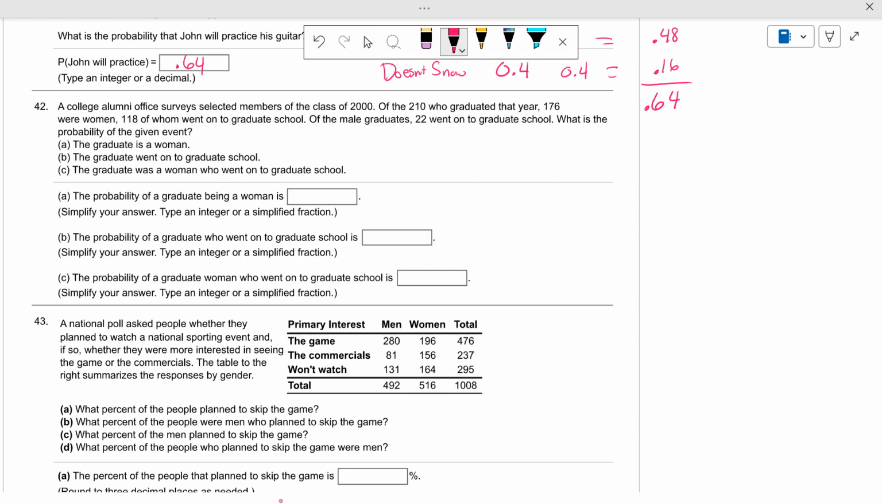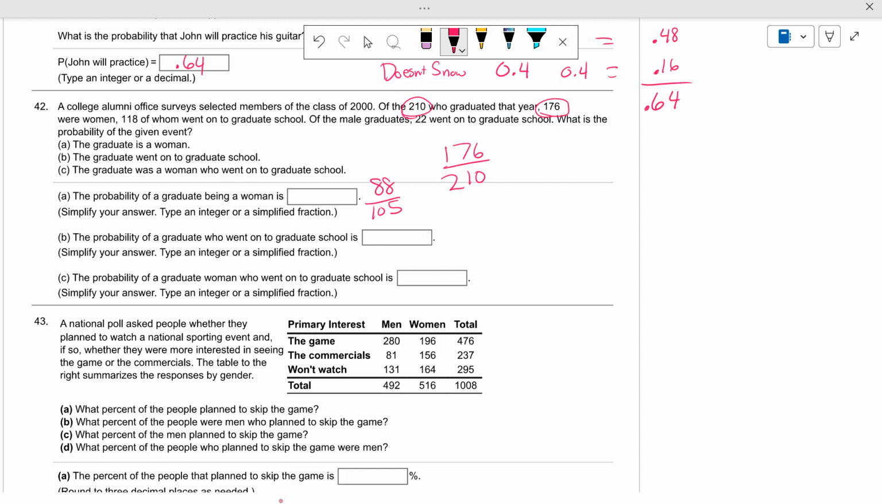Well, how many women graduated? 176 out of the 210. So it's 176 out of 210. Okay. And then you're supposed to simplify the fraction. So just punch it into your calculator and let the calculator reduce that fraction. What is that reduced fraction? 88 over 105.